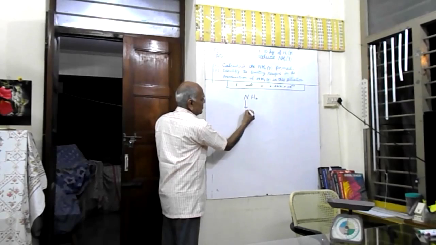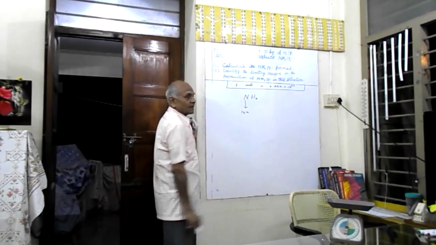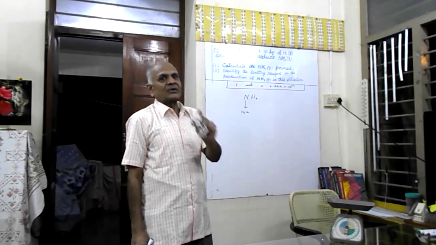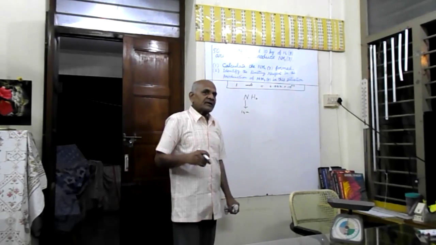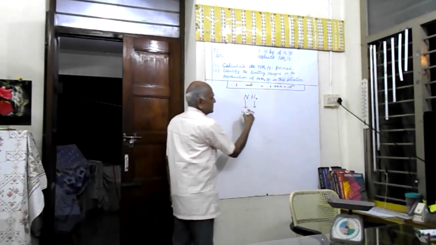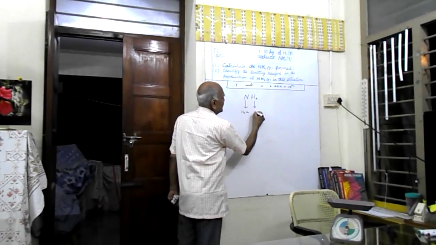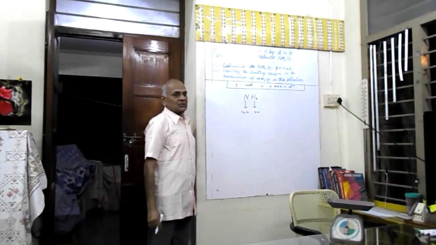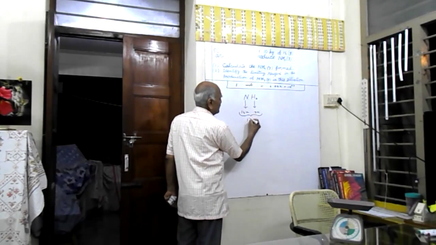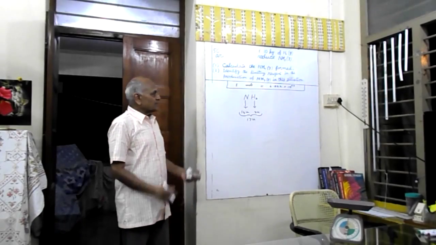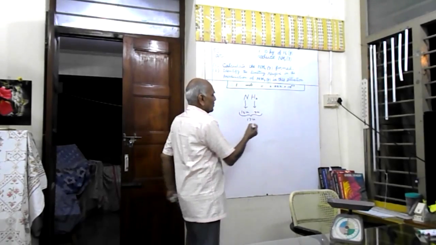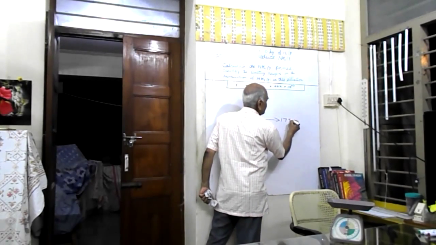Atomic mass of nitrogen is 14U. Atomic mass of hydrogen is 1.008. For convenience sake, let us take it as 1U. If you want more accurate answer, then we shall use 1.008. So 3 hydrogen atoms, its mass will be 3U. So the molecular mass of ammonia gas will be 17U. If we take 1 mole molecules of ammonia gas and put it on that, its mass will be 17 grams.